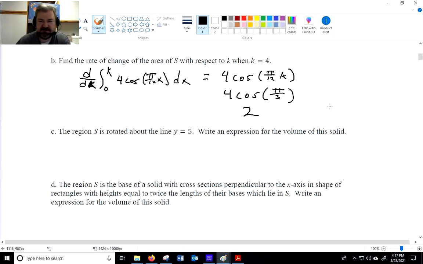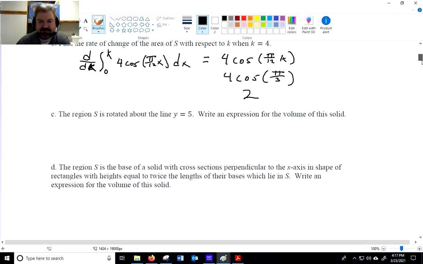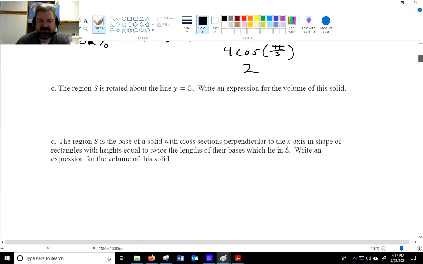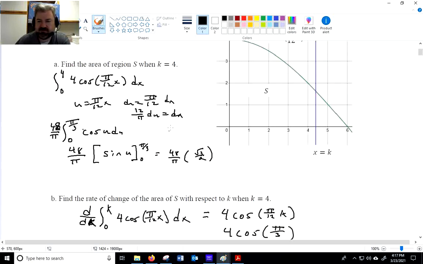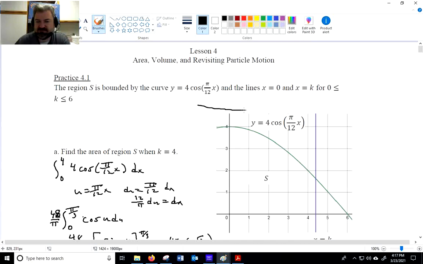2 square units, per k, whatever k's unit is. The region S is rotated about the line y equals 5. Write an expression for the volume of this solid. So the line y equals 5 is up here. If we're going to rotate it this way, then we're going to have an outer radius and an inner radius.